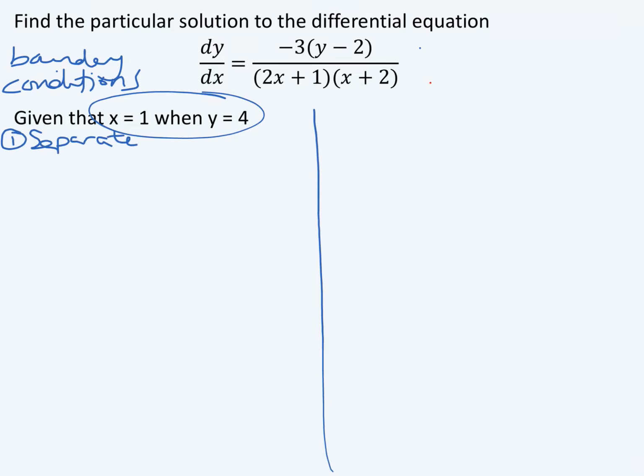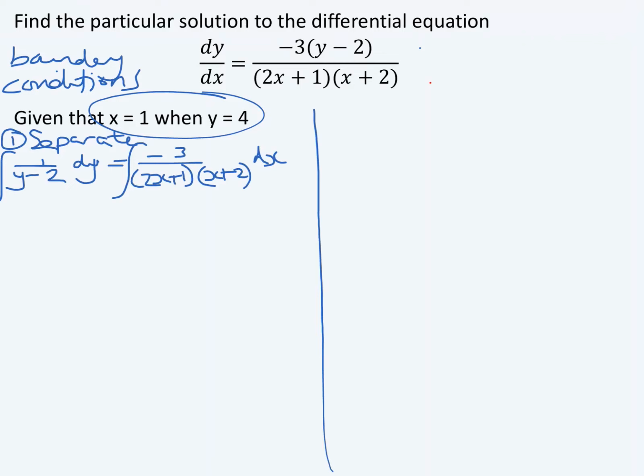Okay, so I need to keep the y's on the left, which means I'm going to take the y over 2, which is in a bracket, and have to divide by that. So that's 1 over y minus 2 dy onto the left. On the right, that gives me minus 3 over 2x plus 1 and x plus 2 dx. That's the separate, and we've talked about before the fact that we should have our integration symbols there.